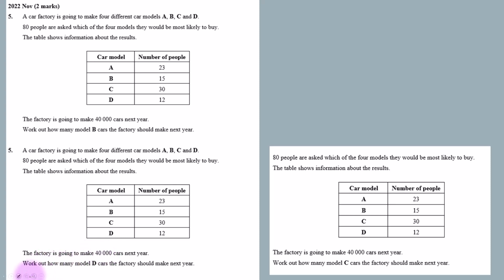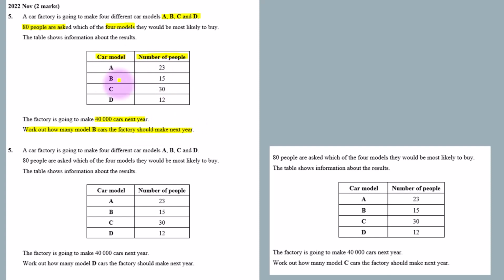Right, take a moment to have a read of the question. Always important to highlight key words. So, 80 people are asked about the 4 models they would like to buy, and these models are A, B, C and D. Now you see you've got the car models and a number of people here, and the factory is going to make 40,000 cars next year, and it says work out how many Model B cars the factory should make next year.